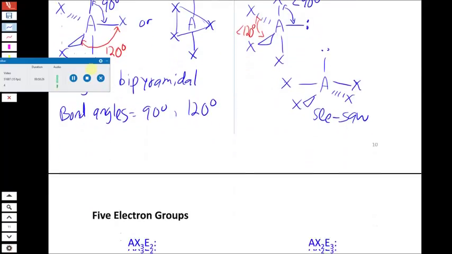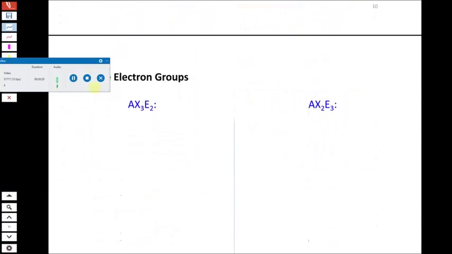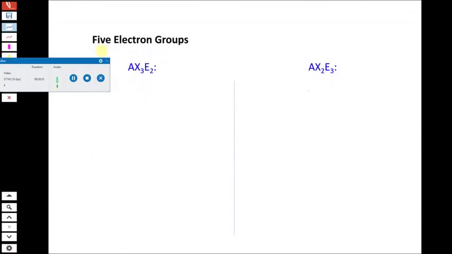All right, with the 5 electron groups, there's actually 2 other possibilities. The other complication about 5 electron groups is that we have 4 unique molecular geometries. So now we're not just talking about a couple, we're talking about 4. The other one will be AX3E2. We take one more atom off and replace it with a lone pair.